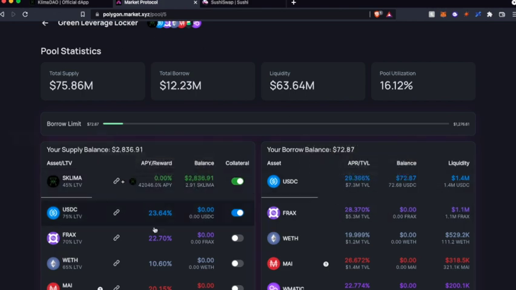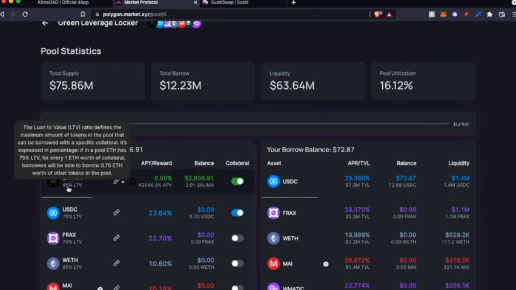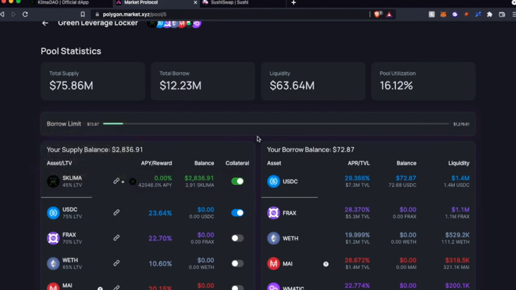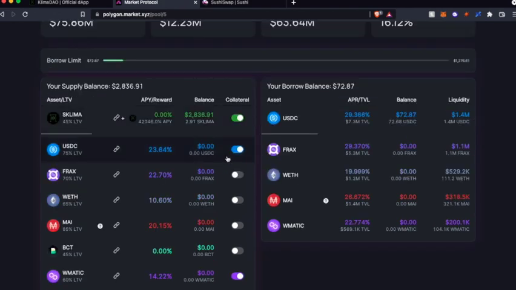You can borrow and keep looping. Just make sure it doesn't go to the maximum. Don't try to push yourself to 45% LTV, because you have a risk of liquidation if you go full on. The only issue with this, right?